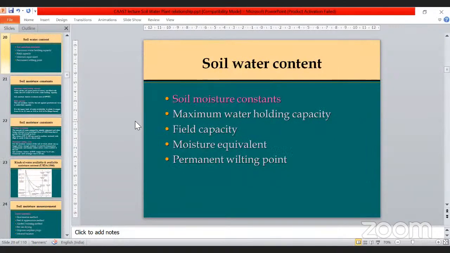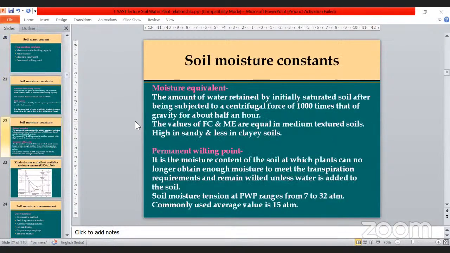Then, moisture equivalent is the amount of water retained by initially saturated soil after it is subjected to a centrifugal force of 1,000 times gravity for about half an hour. The values of field capacity and moisture equivalent are equal in medium texture soils, higher in sandy soils and less in clay soils. So the moisture equivalent is less in clay and high in sandy condition. Whenever you put an experiment on that, to calculate moisture equivalent, you subject the soil to centrifugal force.